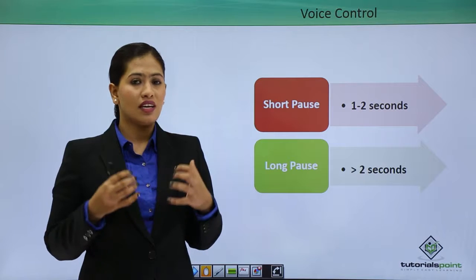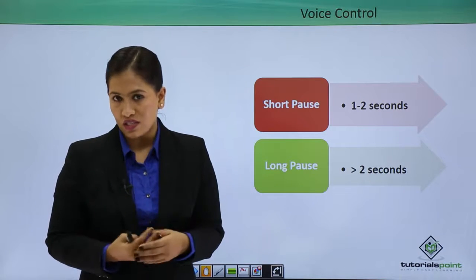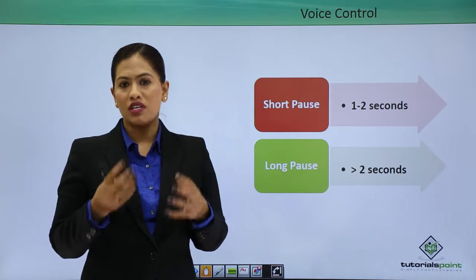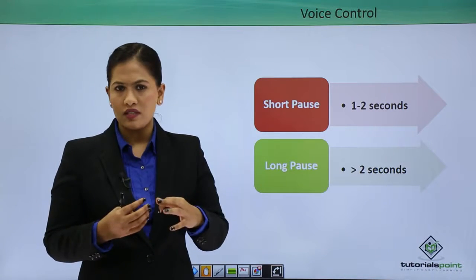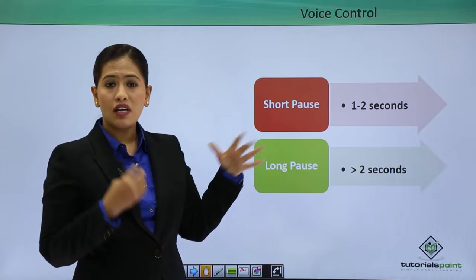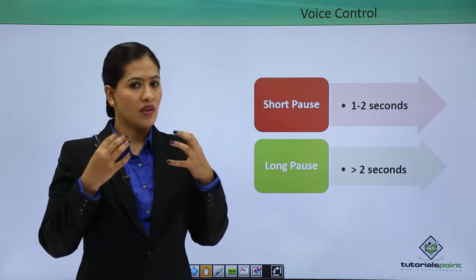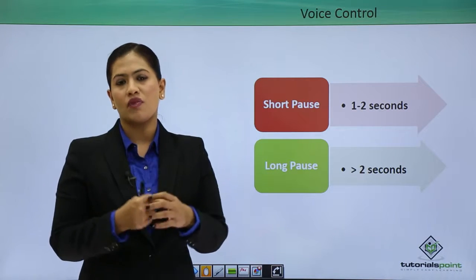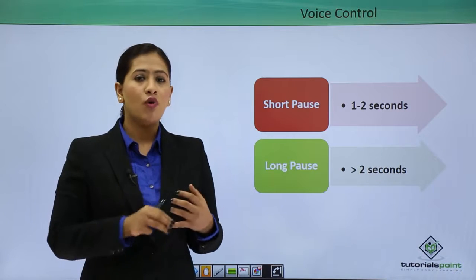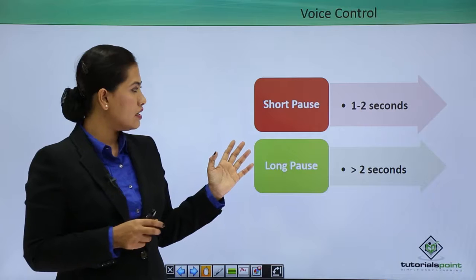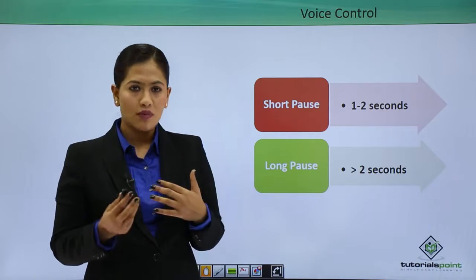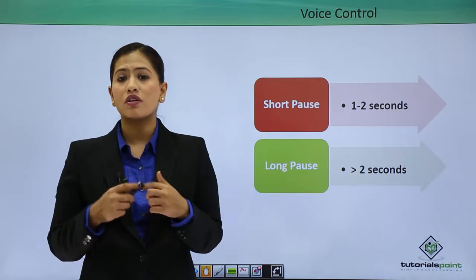So voice control again is where I have to make a conscious effort of moving on and working towards it. It is always suggested that I follow the 3 P's when I am in control of my voice, or when I am keeping a tab on my voice: pause, pitch, and being positive. So moving on and understanding why it is important to have a short pause and a long pause. Now this is quite contextual.